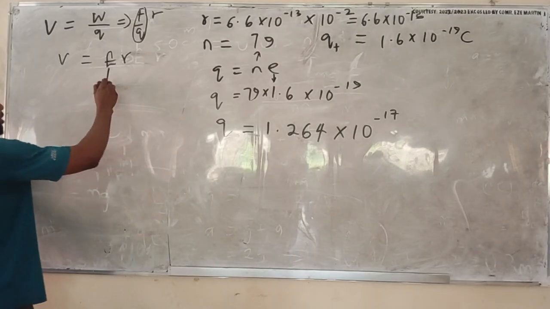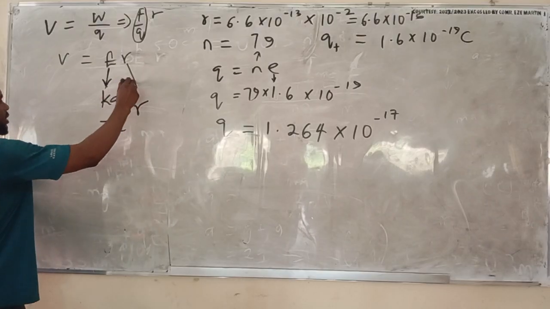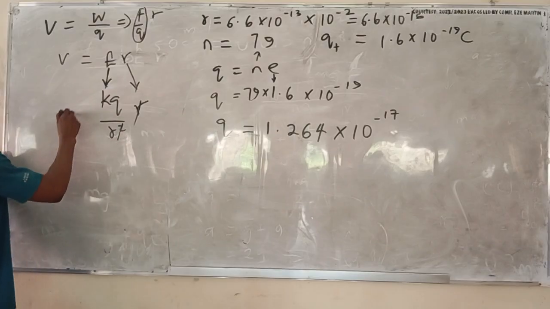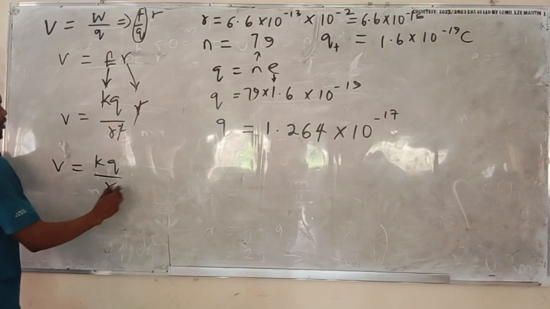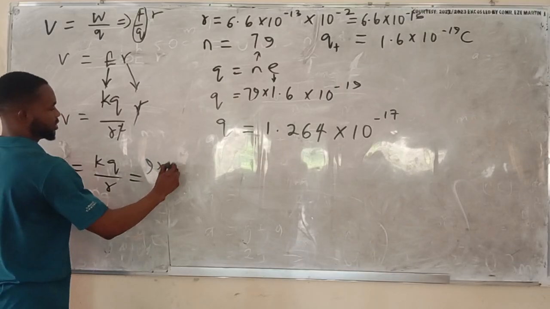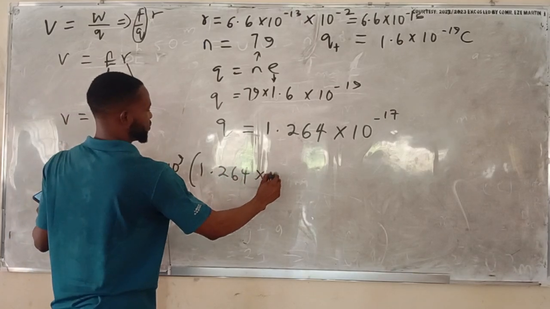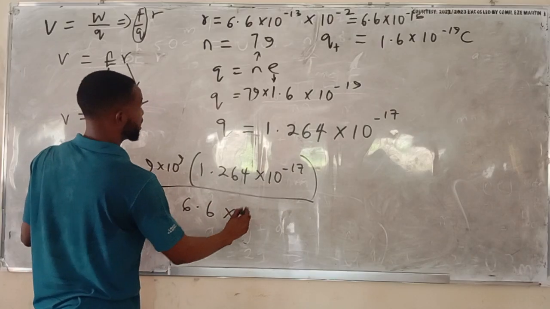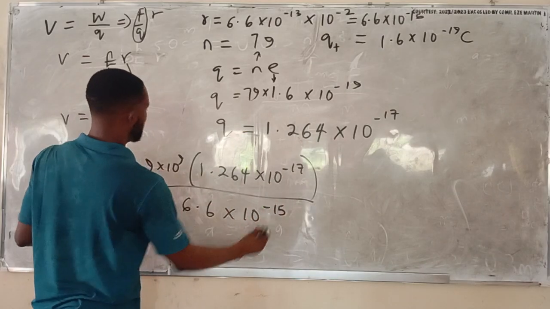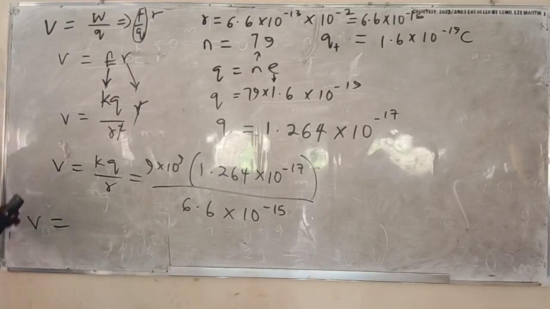Now, the next thing is to find our V. From this, I know that this is also KQ over R squared, then the R that is here will cancel this. So V can actually be equal to KQ over R, which is equal to 9 times 10 raised to the power 9 into this charge that I have, 1.264 times 10 raised to the power minus 17, all over my R, which is 6.6 times 10 raised to the power minus 15. It's very simple. Our V is equal to, give me the answer. What is this? What's the answer?